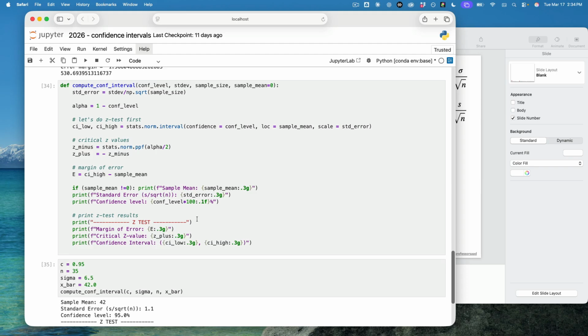Okay, so that will be a nice problem for you to solve at home for your exam. You make that test, add the t-test to that function, and it's literally just copy paste, change norm to t, and z minus to t minus, and you're done.